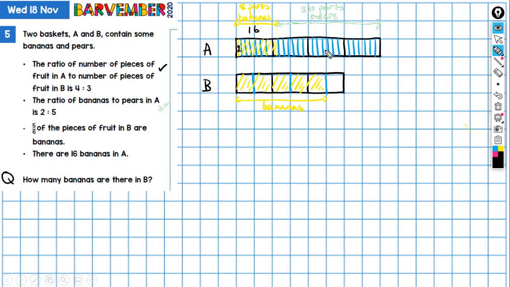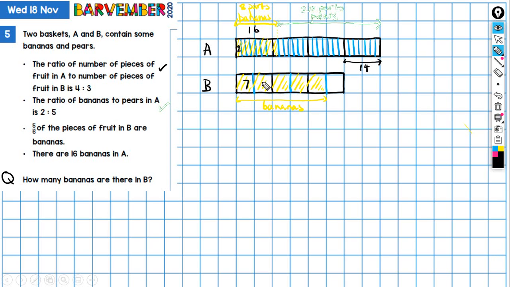So one of these original blocks represents, so there are 7 parts in each, that must mean 14 pieces of fruit. And remember, these original parts here are all equal. This part is equal to this part. So if I now know that each of these parts represents 14 pieces of fruit, I know that this is 14, I know that this is 14, and I also know that half of 14 is 7.